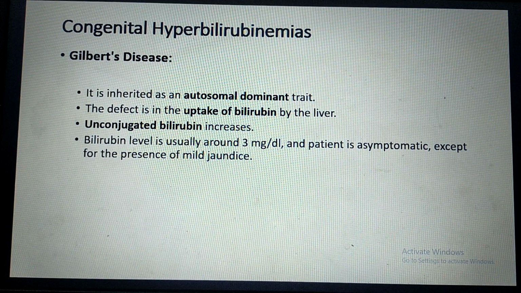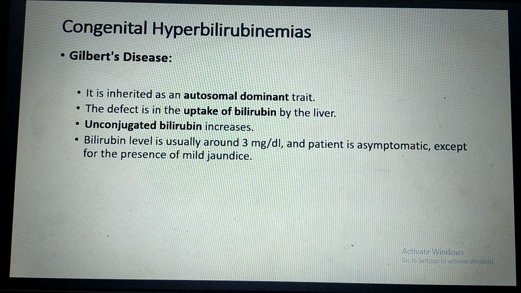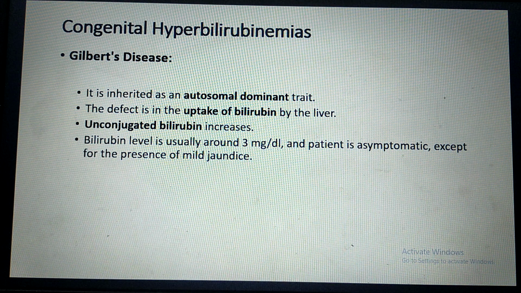Gilbert's disease is inherited as an autosomal dominant trait. In this case, the defect is in the uptake of bilirubin by the liver. Therefore, unconjugated bilirubin remains in the blood and its level increases, but bilirubin level is usually around 3 mg per deciliter. Here there is a defect in the uptake, but a complete defect is not there. Therefore, bilirubin level is not increased very much. The patient is usually asymptomatic except for the presence of mild jaundice.